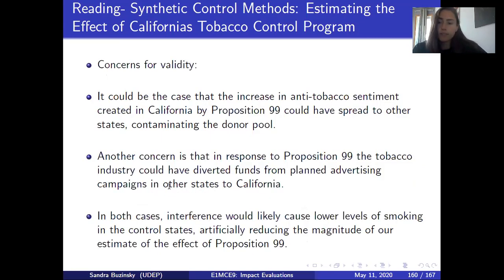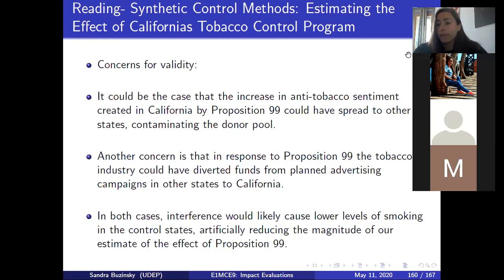Okay, so what are the concerns for validity? Well, it could be the case that the increase in anti-tobacco sentiment created by California from this policy might have spread to other states, which would be a spillover effect, and that would contaminate the donor pool. So what is the problem with a spillover effect? We've talked about this before in randomization. You guys remember? What's the spillover effect, even?